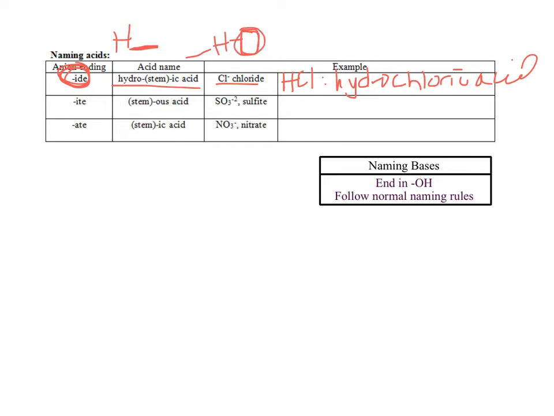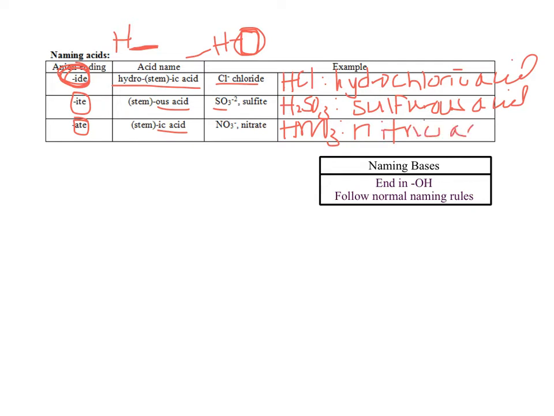If you have something attached to hydrogen and that group name ends in "ite," like if you had sulfite, H2SO3, we swapped out "ite" for "ous" acid. So this was sulfurous acid. And then if the group attached to the hydrogen ended in "ate," you swapped out "ate" for "ic" acid. So if you had HNO3, that polyatomic is called nitrate. It swaps out for nitric acid.